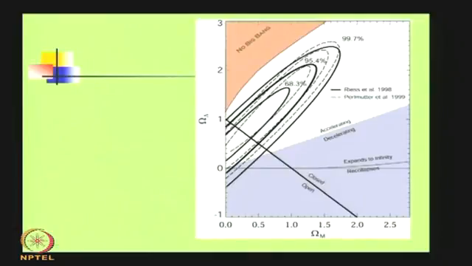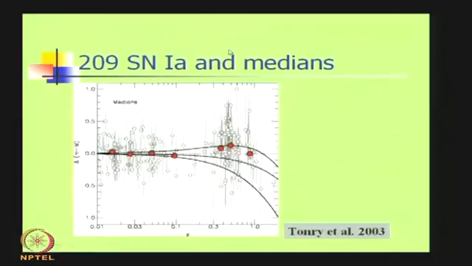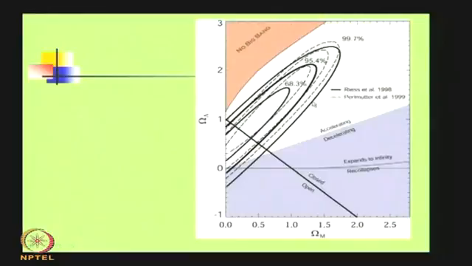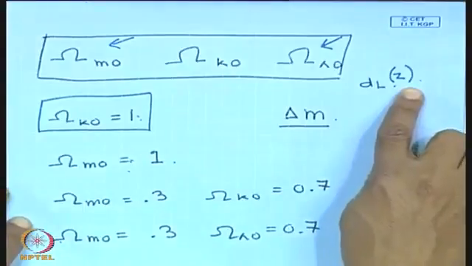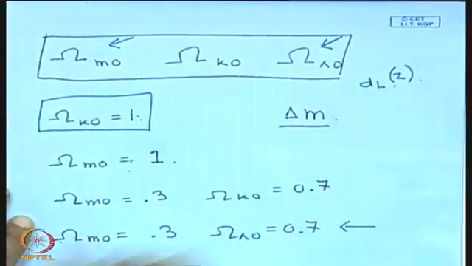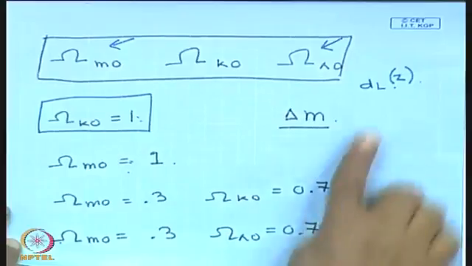Essentially, if I take a value outside this, it will not be able to fit this data. The shape of the difference in distance moduli curve will be quite different. These are confidence intervals, basically. How you calculate them is you take a model and compare the predicted DL versus Z against the measured DL versus Z and see how good is the fit. From the goodness of fit you can come to a confidence interval.